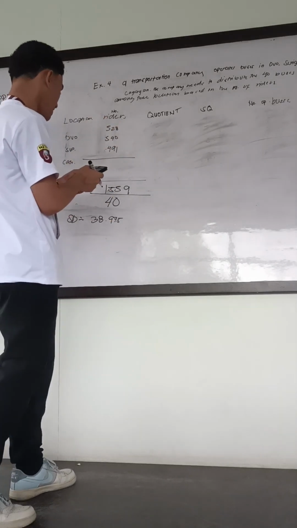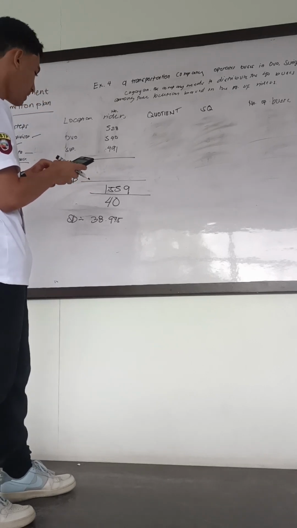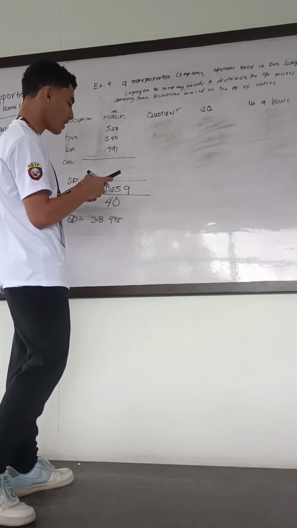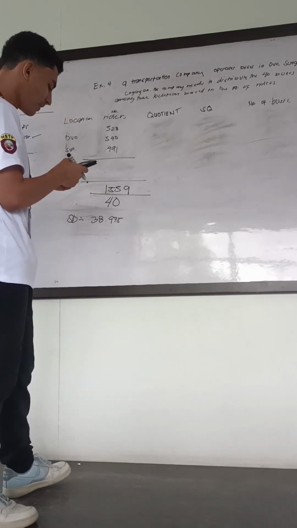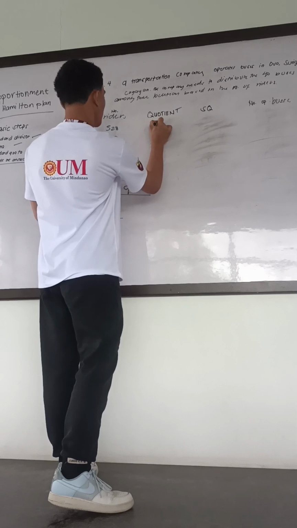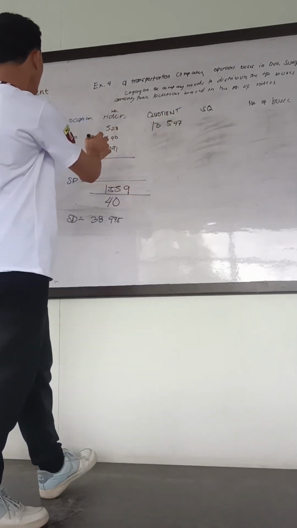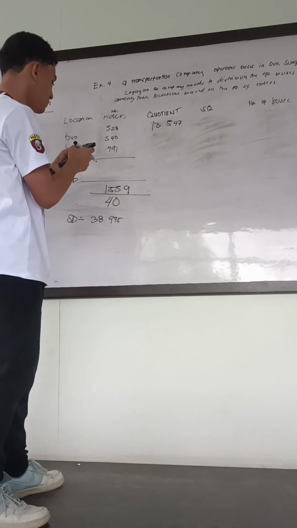So 528 divided by 38.975, we can now get 13.547. For Surigao, we have 540.